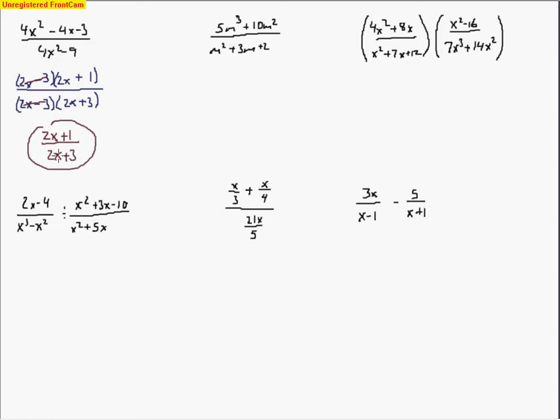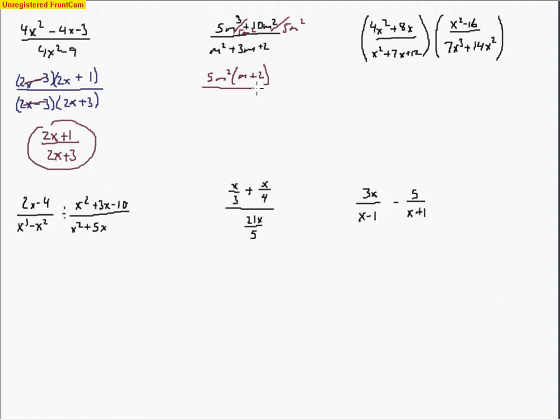Looking at our next one here, we've got some common factors up top. So I see 5m squared that we can divide each of those terms by. Take out that 5m squared, put that on the outside of a set of parentheses, do some division, and we've got the m plus 2 left over.